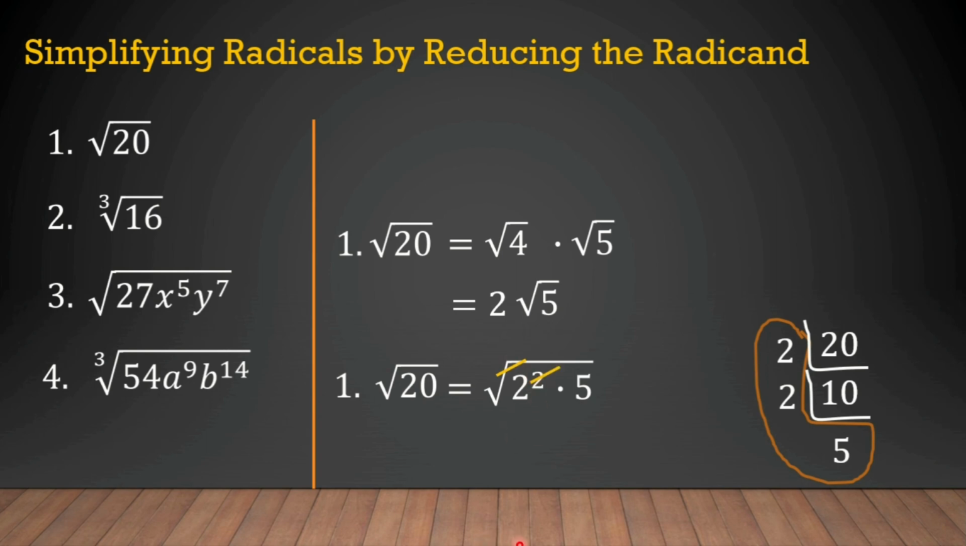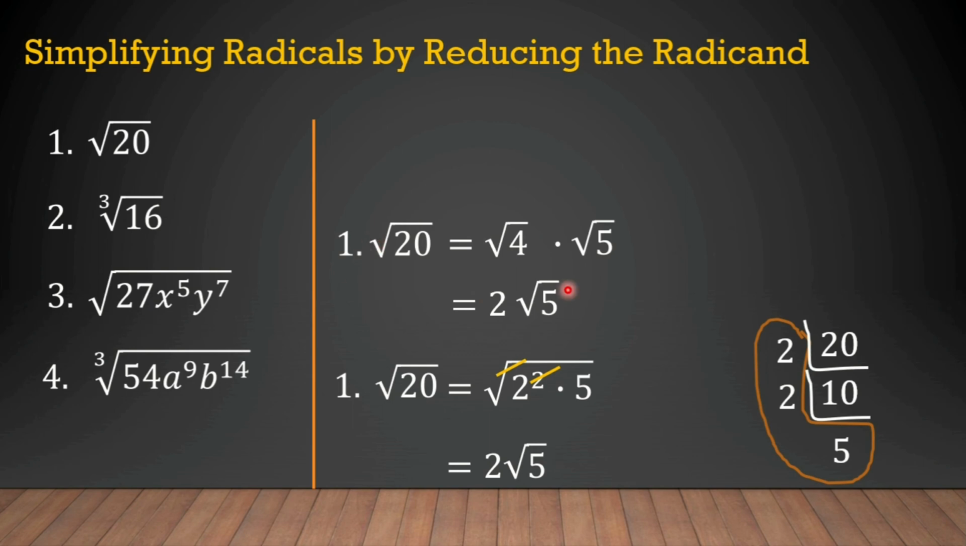Ibig sabihin, lalabas na si 2 sa radical sign, pero ang 5 nasa loob pa rin siya ng radical sign. Kaya, ang simplified form ni the square root of 20 is equals to 2 the square root of 5, which is the same lang din dito sa unang ginawa natin. Eto, maganda naman to kapag maliit lang yung numbers na given.